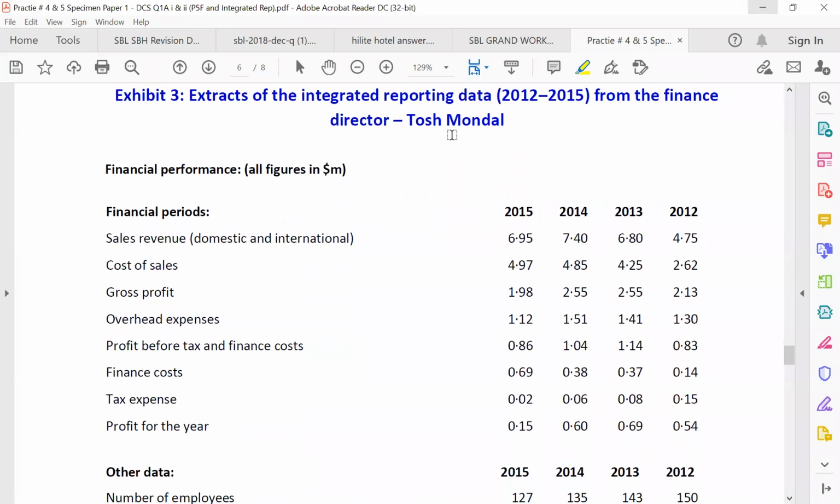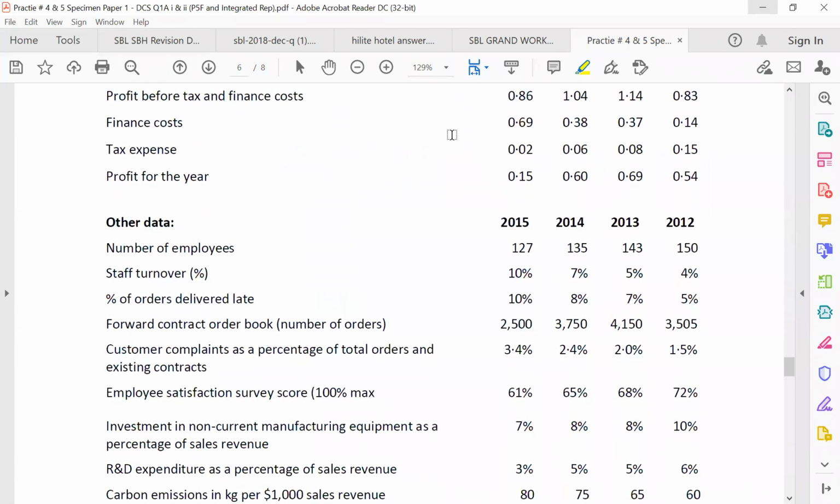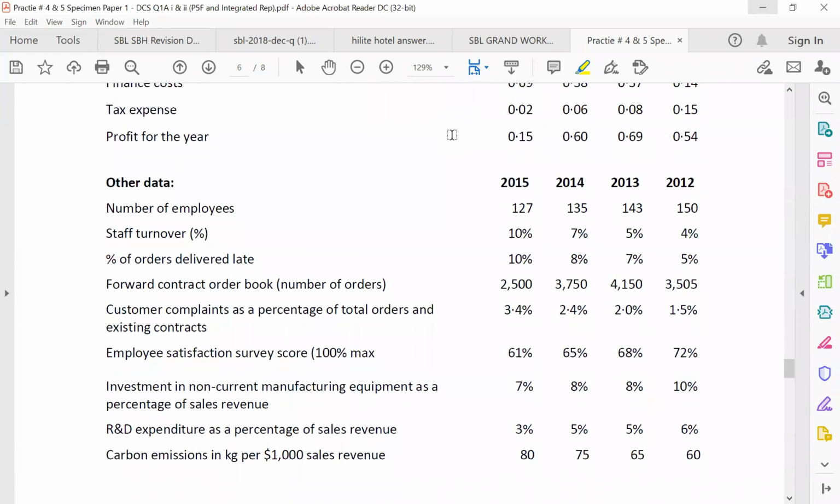So this is the financial data. They have given you sales, gross profit. They have given you other information. Number of employees, staff turnover is decreasing. Sorry, staff turnover is increasing. Deliveries that are being made late are also increasing with the passage of time. Forward contracts are decreasing. Customer complaints seem to be increasing. Employee satisfaction is also deteriorating.